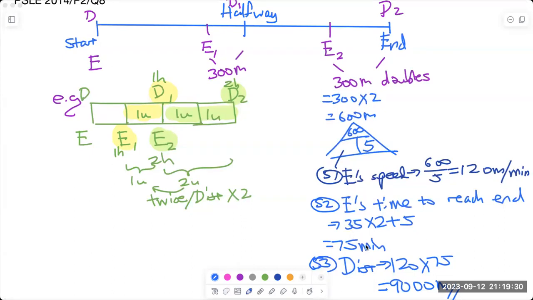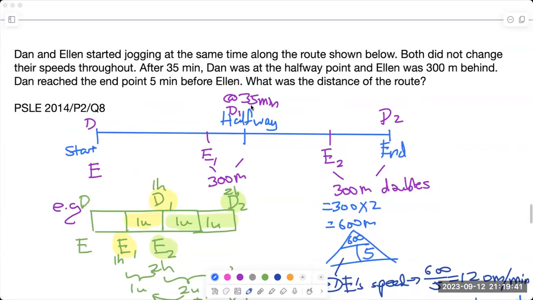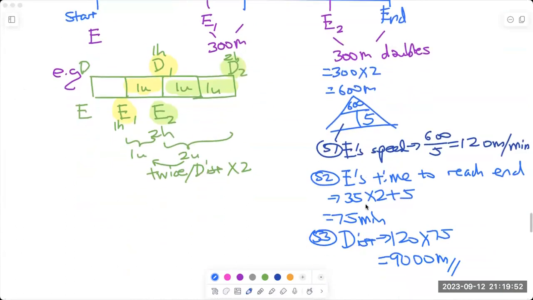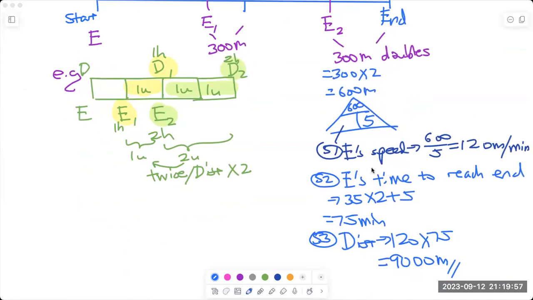And then next, the time for E to reach the end is 35 times 2 because midway is 35 for D1. So for the full distance covered by D, will be 35 times 2 plus a time delay of 5 minutes, which is given. So we have a total of 75 minutes. And we have D's speed, we have E's time to reach the endpoint. The distance will be speed times time, which is 9,000 meters.